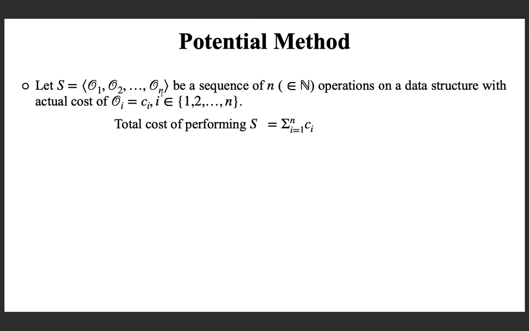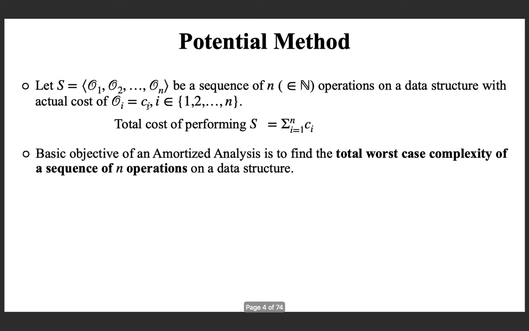Let S be a finite sequence of n operations on a data structure with the actual cost of these operations assumed as C1 for O1, C2 for O2, etc. So we know that the total actual cost of performing this sequence of operations will be this, given that Ci is the actual cost of the ith operation. This is what we already know.